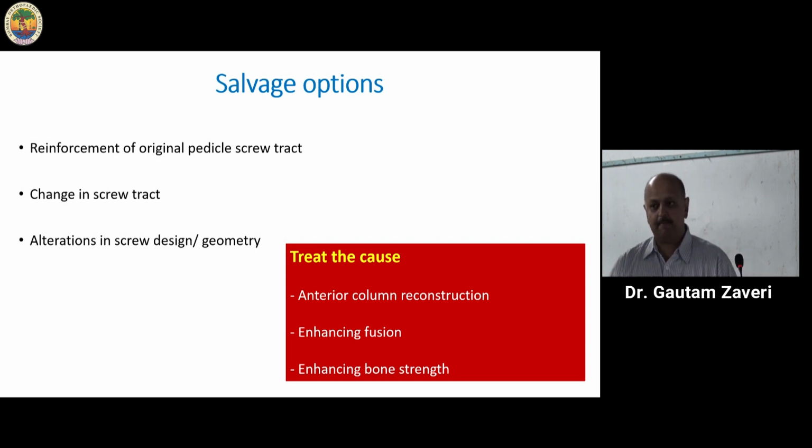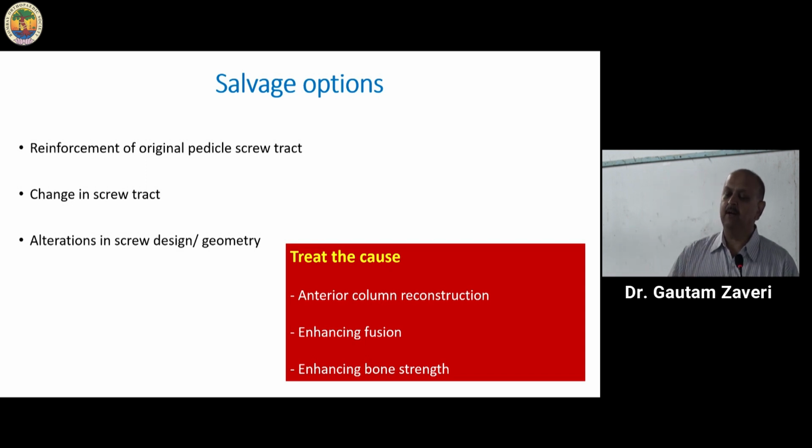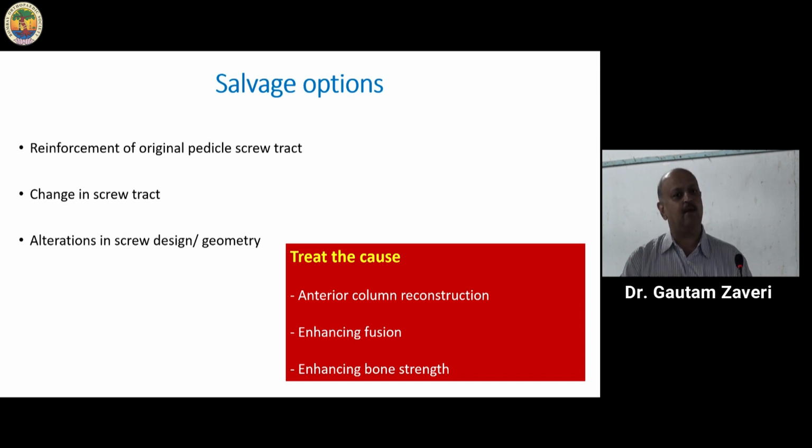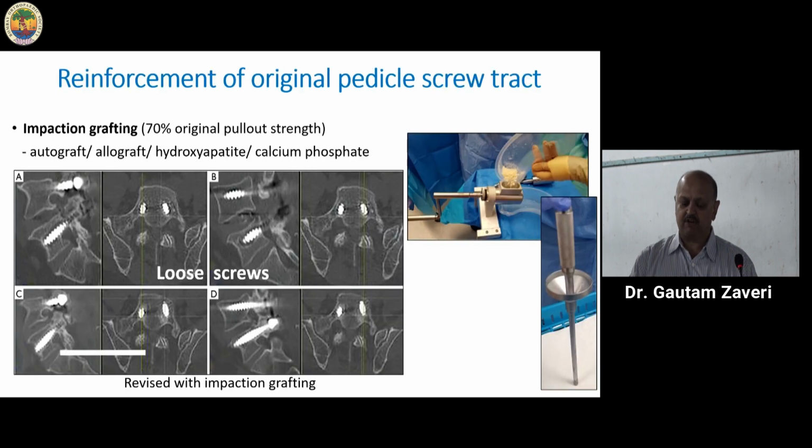But remember that your screw has loosened because there is an underlying cause in most cases. Either your anterior column reconstruction is not adequate and therefore it's putting a lot of load on the screws, or your fusion has not occurred and therefore eventually the implant is giving way, or there is severe osteoporosis and that's why the implant is pulling out. And therefore you need to treat the cause along with the change of the screws. Reinforcement of the original pedicle tract is a very well-known thing.